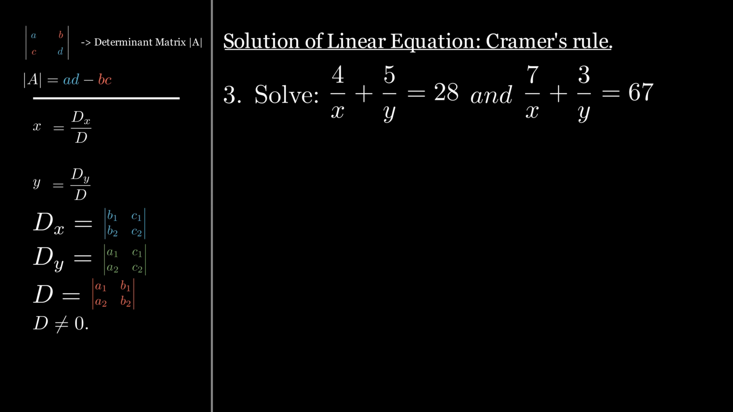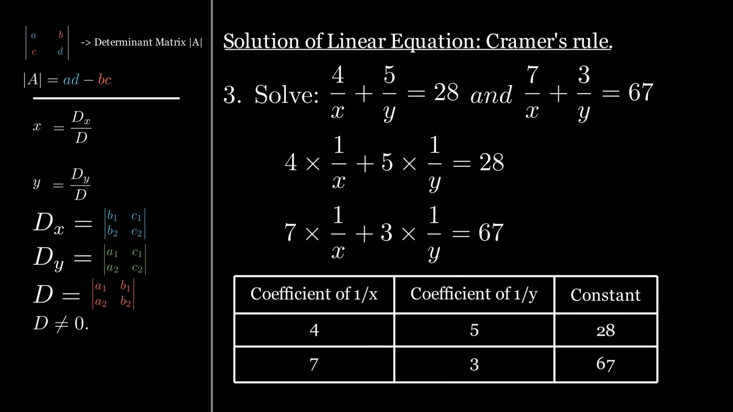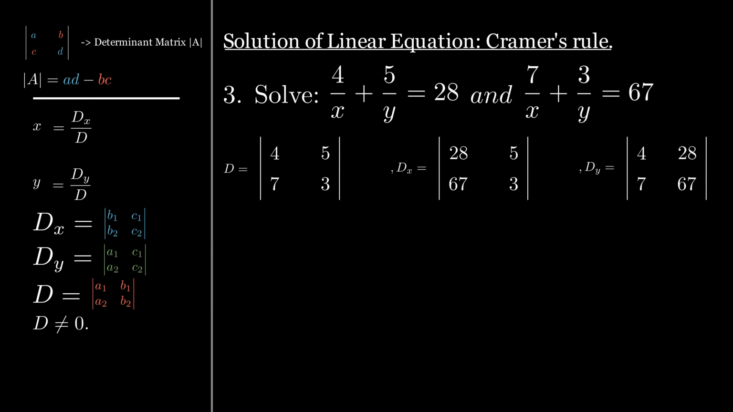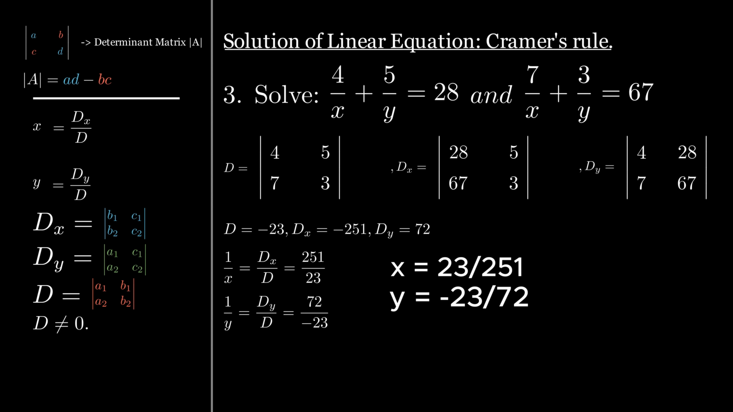In this question we have x and y in the denominator. The equation is actually in standard form if we consider 1 upon x and 1 upon y as the values to find. Start by keeping track of coefficients and constants like before. Next, calculate the determinants required. Now we use the same formula, but since we used the coefficients of 1 upon x and 1 upon y, we get the values of 1 upon x and 1 upon y. We can find x and y by taking the reciprocal.